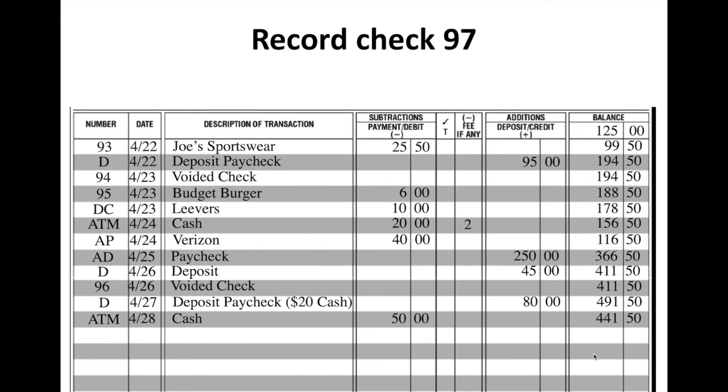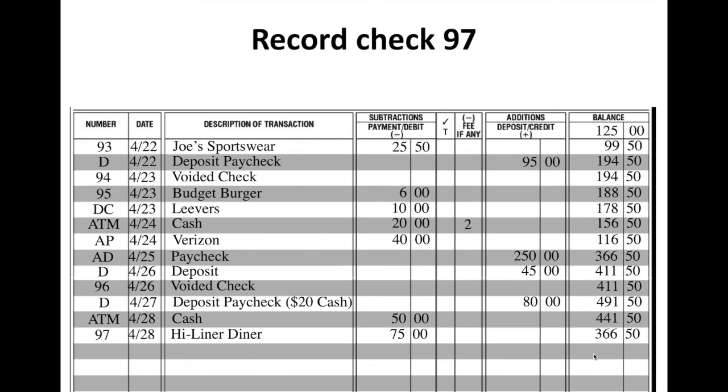Recorded in your check register: check number 97. The date is the 28th. To Highliner Diner. The amount of the check was $75. Since it is a payment, we will subtract from our balance, and we come up with $366.50.